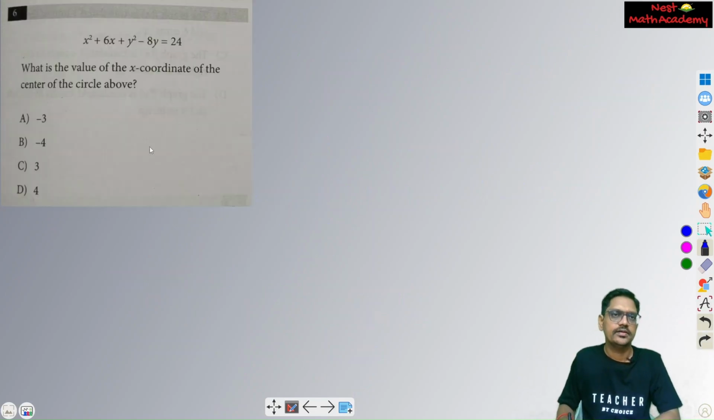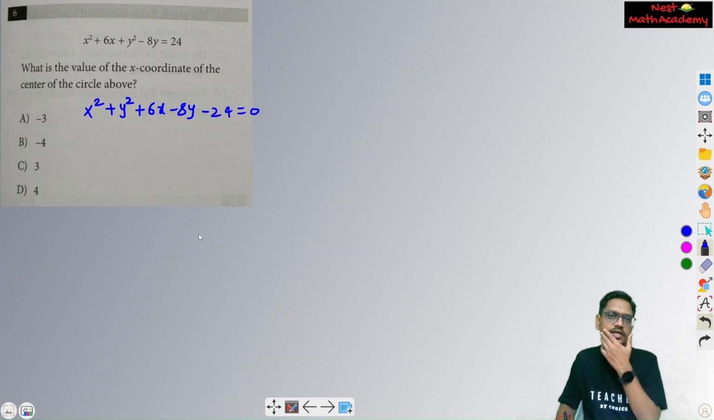Question number 6. What is the value of the x coordinate of the center of the circle? Okay, so let's try to rewrite the given equation as x square, then y square, then x, then y, then constant. There are a couple of ways in which we can approach this.